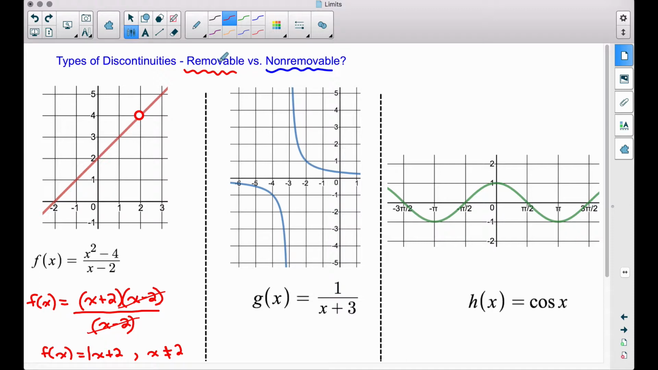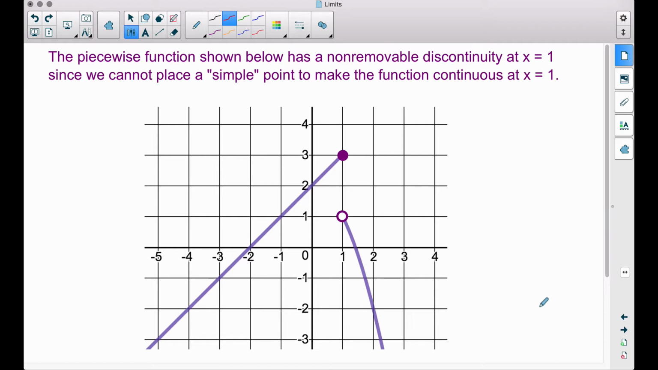Hence, removable discontinuity. Looking over here at g of x now, we cannot remove this x plus 3, so we have some funky stuff going on. This is actually, I guess you could consider this part an intro to vertical asymptotes. A full video on that coming later on in this series of videos, but we cannot remove that. Non-removable. And again, we cannot place a single dot anywhere here to make this function continuous. Again, h of x here equals cosine of x, continuous over its entire domain. But then let's talk about this last type of non-removable discontinuity. Vertical asymptotes, those are non-removable discontinuities.